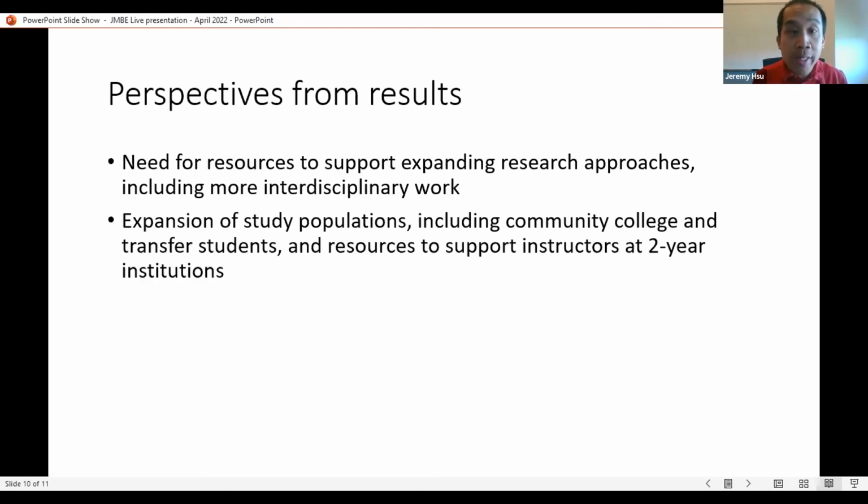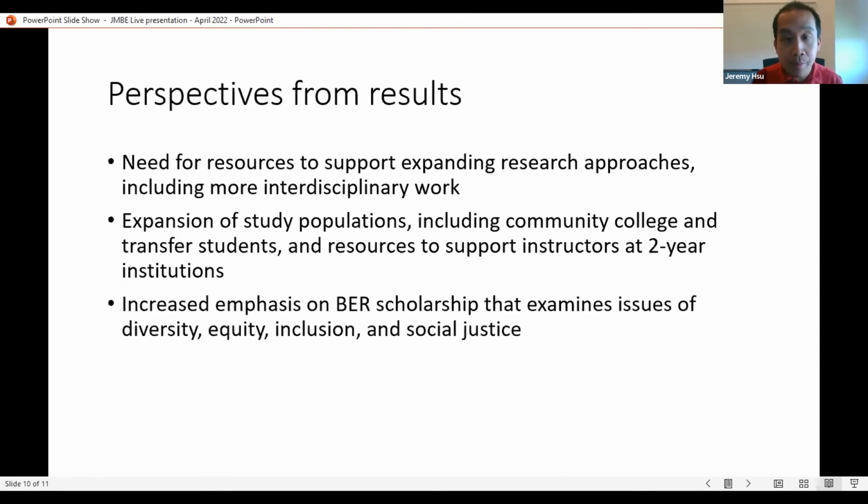Likewise, to continue expanding our study populations, to fund and provide resources for colleagues that can now incorporate voices of those who are at these two-year universities, transfer students, and to support instructors at two-year institutions. And finally, we want to echo recent calls to continue as a society pursuing work that really examines these critical issues of justice, equity, diversity, and inclusion.